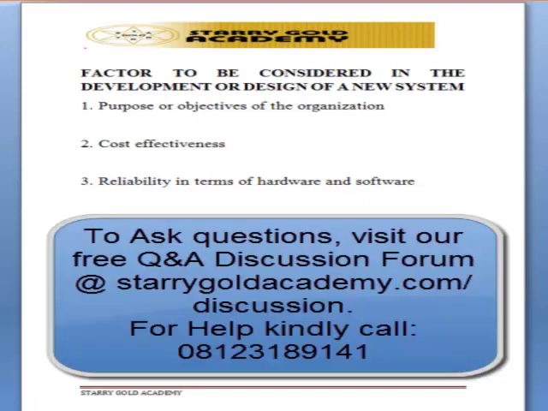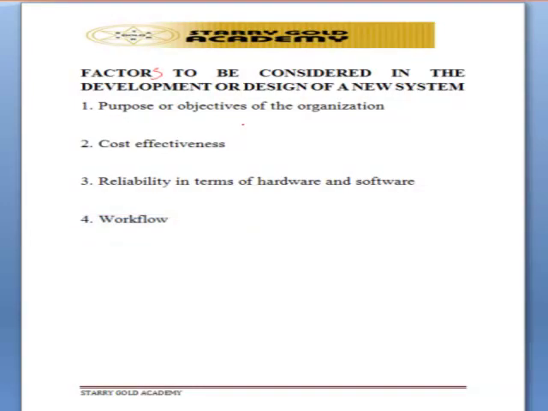Factors to be considered in the development or design of a new system. That is, if we want to design a new system or we want to develop a new system, what are those factors we need to consider? The first one is the purpose or objectives of the company or of the organization. Simply because before an organization will say they want to develop a new system or they want to upgrade an existing one, there must be reasons for it.